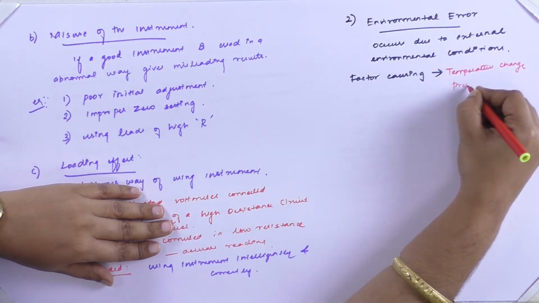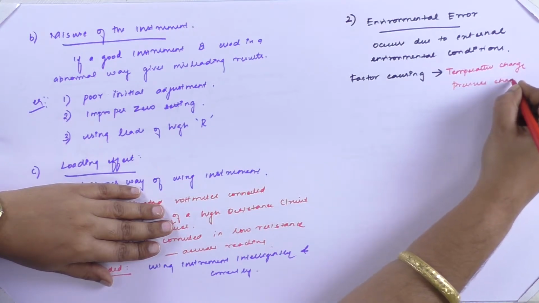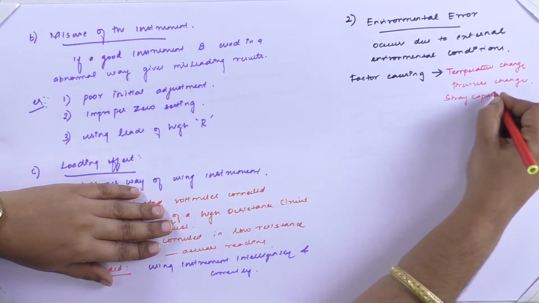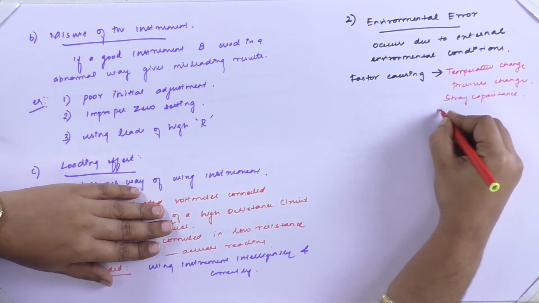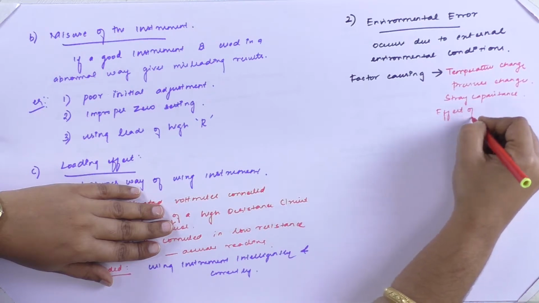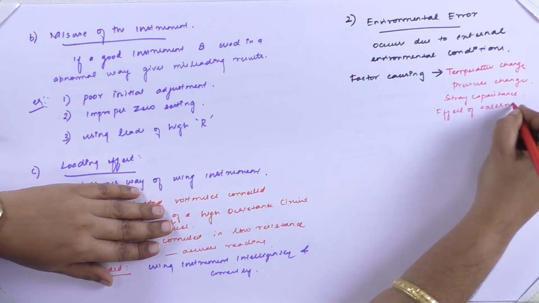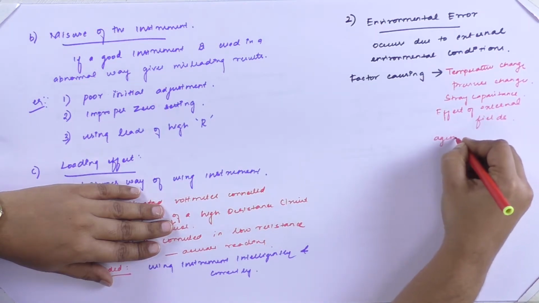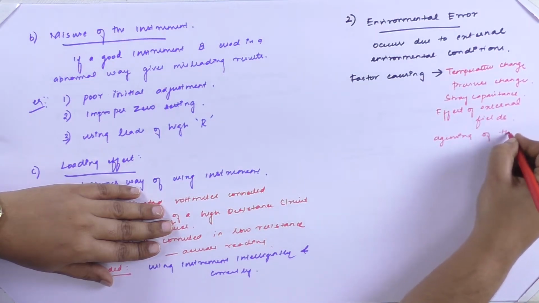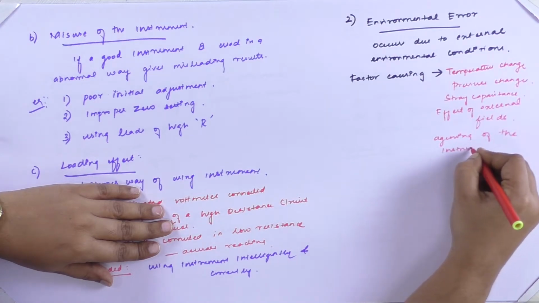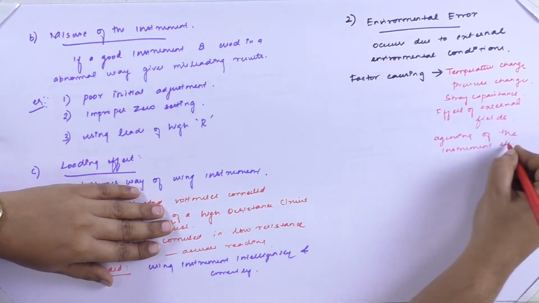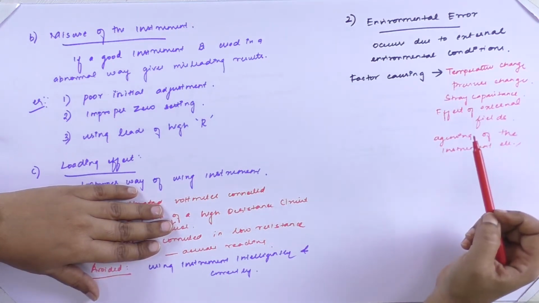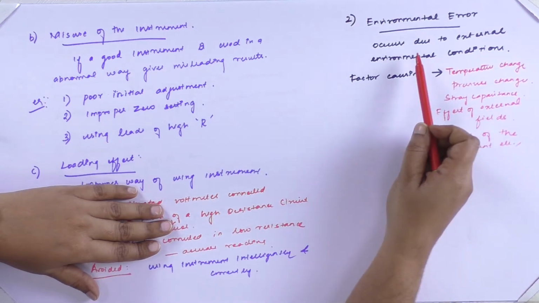Then pressure changes, stray capacitance, the effect of external fields, and also the aging of the instrument, etc. These are the factors which cause environmental errors. How can you eliminate or reduce this environmental error?